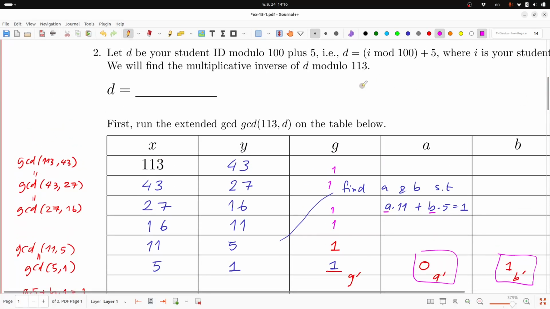We would like to find A and B such that A times 113 plus B times 43 equals 1. This is the goal, but we do that recursively. In the base case it's easy, but after that it might not be that easy. So you know what we are trying to do now. If you have questions, you can ask now.